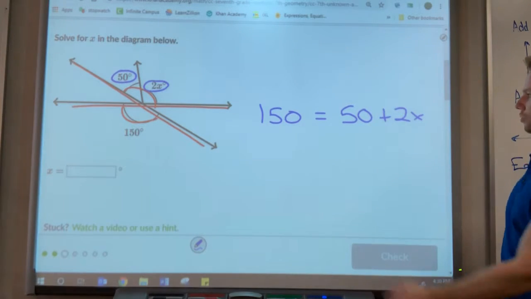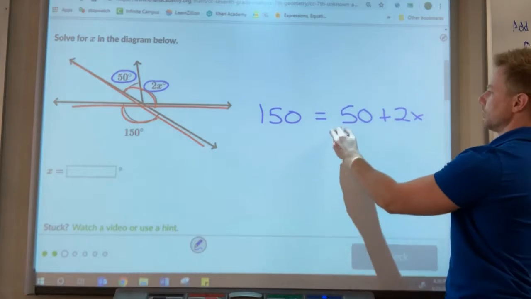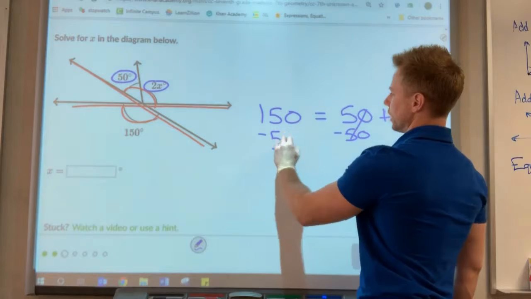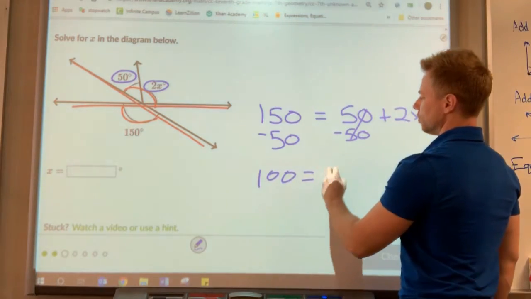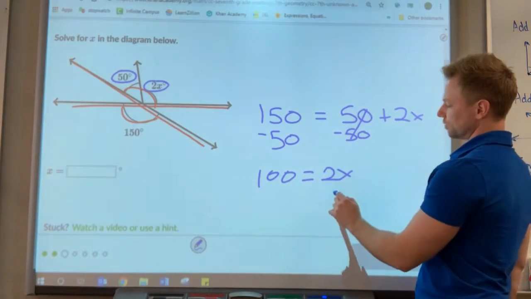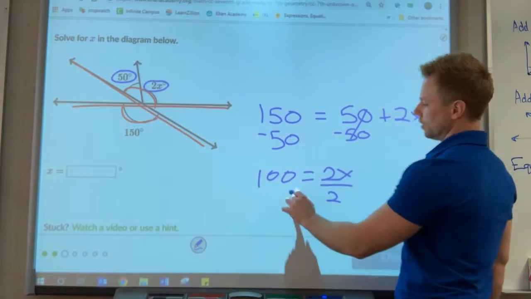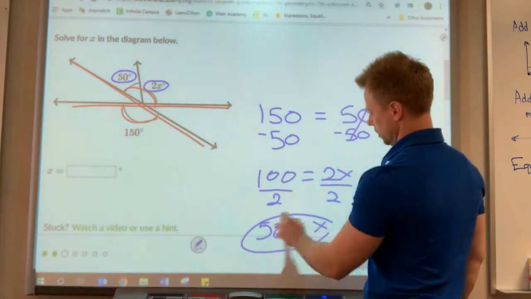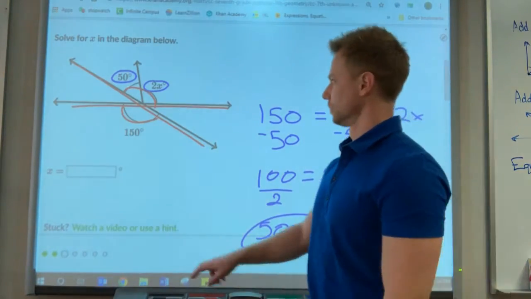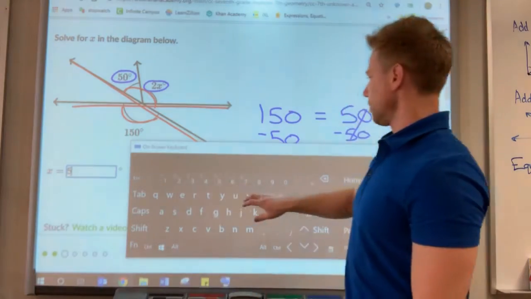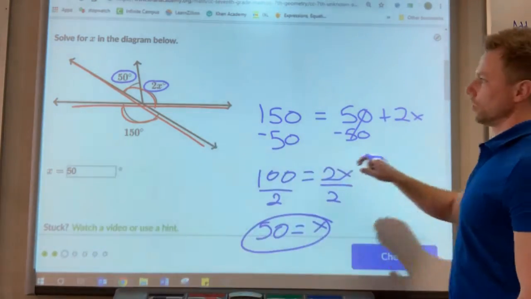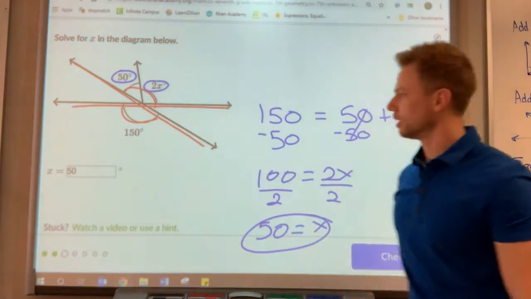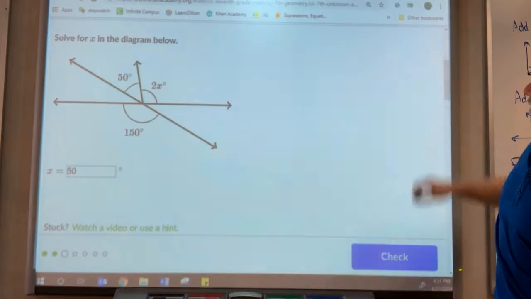Now we can solve for x. We need to get rid of that 50. It's positive, so we'll make it negative by subtracting. What you do to one side, you do to the other side. 100 equals 2x. To get rid of that 2, we divide by 2, and x equals 50. All right, you could plug that back in to check and see if the answer works. 50 times 2 is 100. 100 plus 50 is 150, which matches the vertical angle as it should.